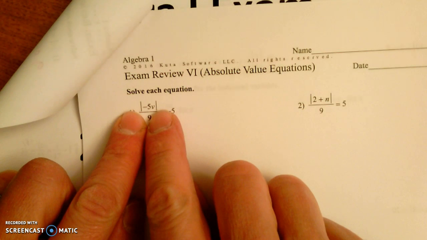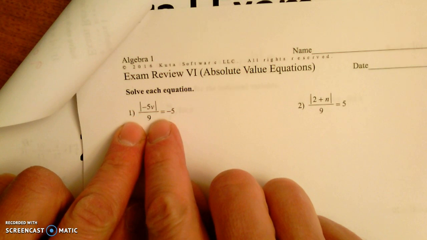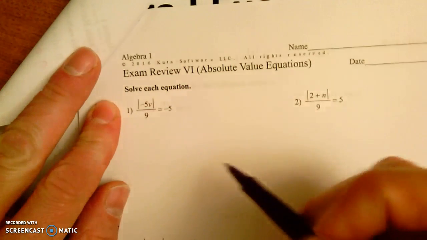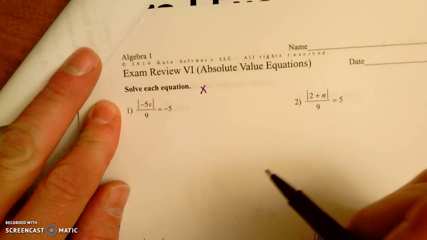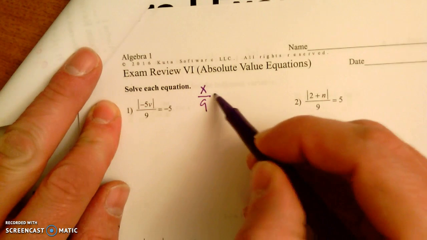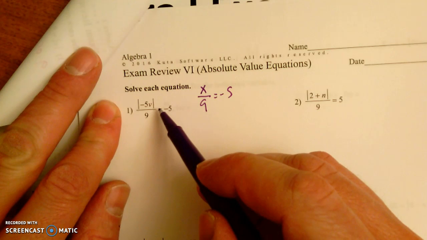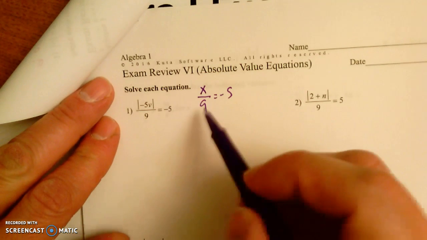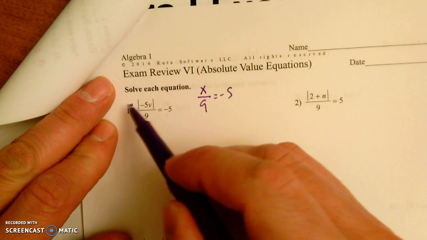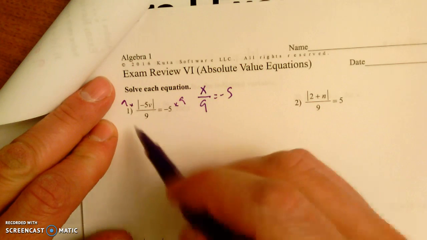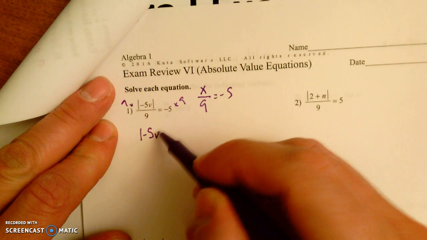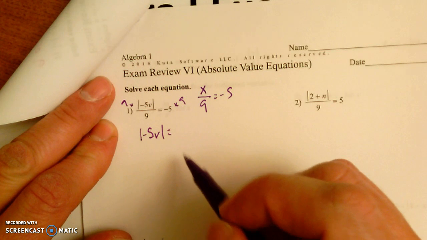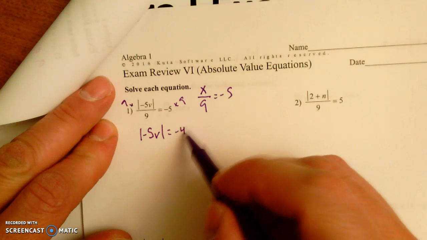Before we can deal with the absolute value, we have to isolate it, just like we would any other equation. So we're going to treat everything inside this absolute value as if it were a single variable. So we're going to treat this equation here as though it were this one right here. So let's see, the first thing we have to do is multiply both sides by 9. That gets the absolute value of negative 5v by itself, and negative 5 times 9 is negative 45.